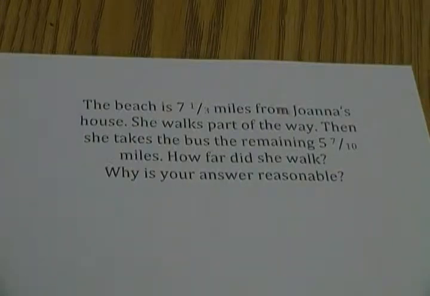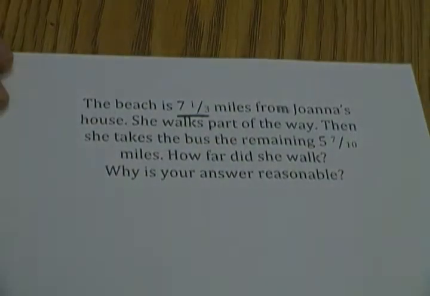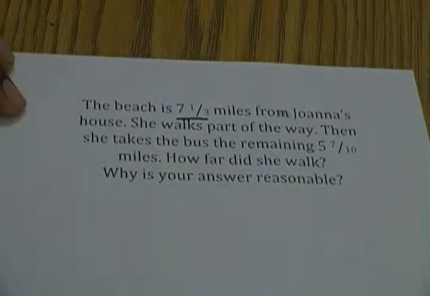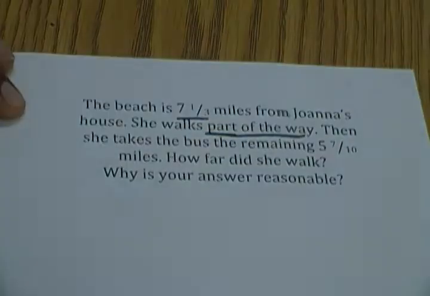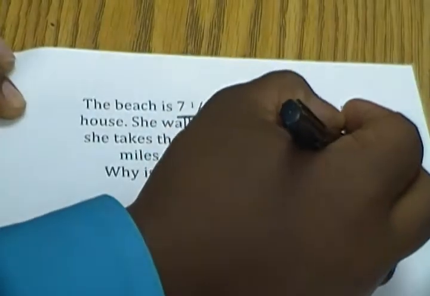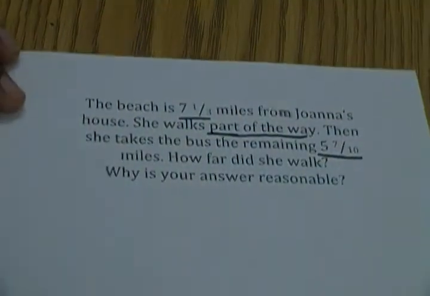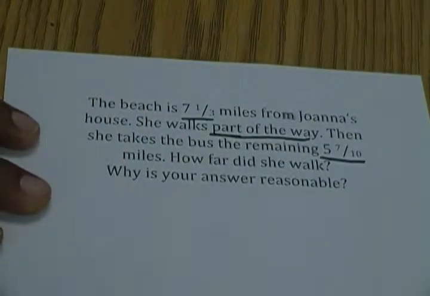So we have a couple of pieces of information we need to pull out. We know that the beach is 7 1/3 miles from her house. We know that she walked, but we don't know how long she walked, so she just walked part of the way. We also know that she took the rest of the miles and went on the bus. So that was 5 7/10 miles. Those are our three very important pieces of information.